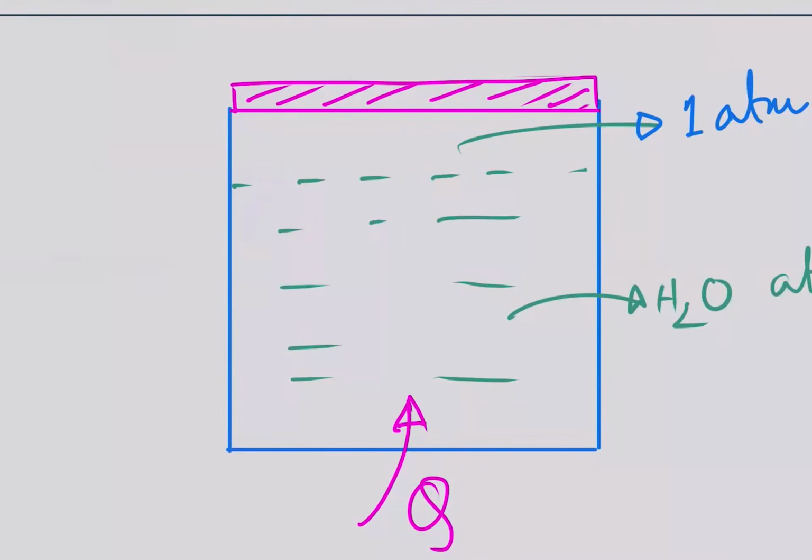Initially the pressure was 1 atm, and now the lid is placed, and I am supplying heat. Okay, one more thing, and you have already assumed it, I think that through these surfaces I don't have any heat transfer.